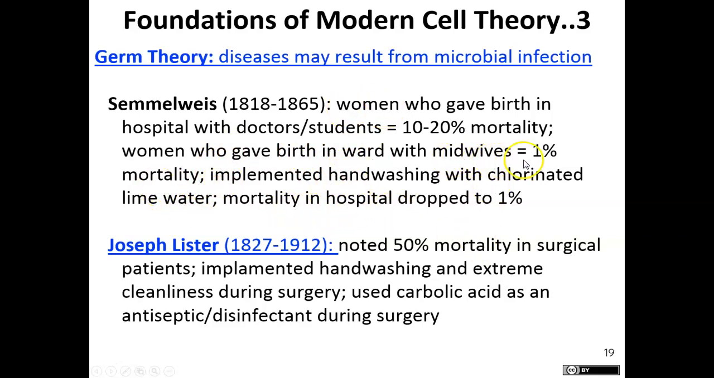When you have midwives, there's one midwife that's delivering your child. She is the only one, and she's washing her hands and keeping everything clean. When you have multiple students and doctors coming in and out of rooms, there are multiple chances for mom or infant to die.